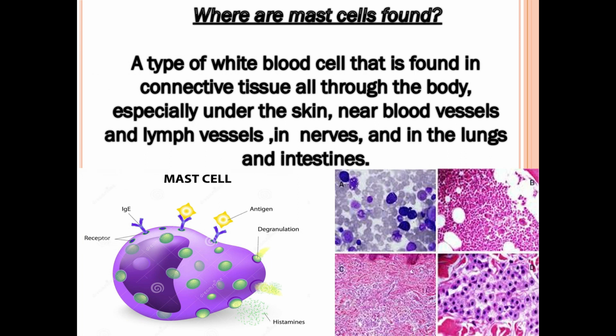Where are the mast cells found? A type of white blood cell that is found in the connective tissues all through the body, especially under the skin, near the blood vessels and lymph vessels, in the nerves, in the lungs, and even in the intestines. Next.